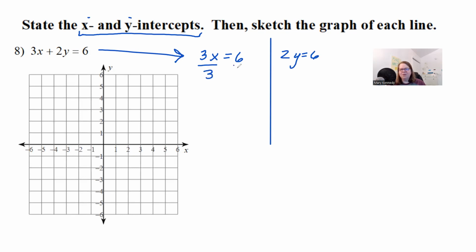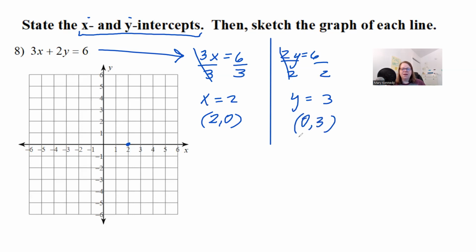We'll divide by 3 on both sides, x equals 2, and we'll divide by 2 on both sides, y equals 3. Those are our intercepts. That means that x is 2 when y is 0. It means that on the graph, our line will intersect the x-axis at (2, 0), and (0, 3) is going to be our y-intercept. Y is 3. In other words, on the y-axis, we go up 3 and put a point.